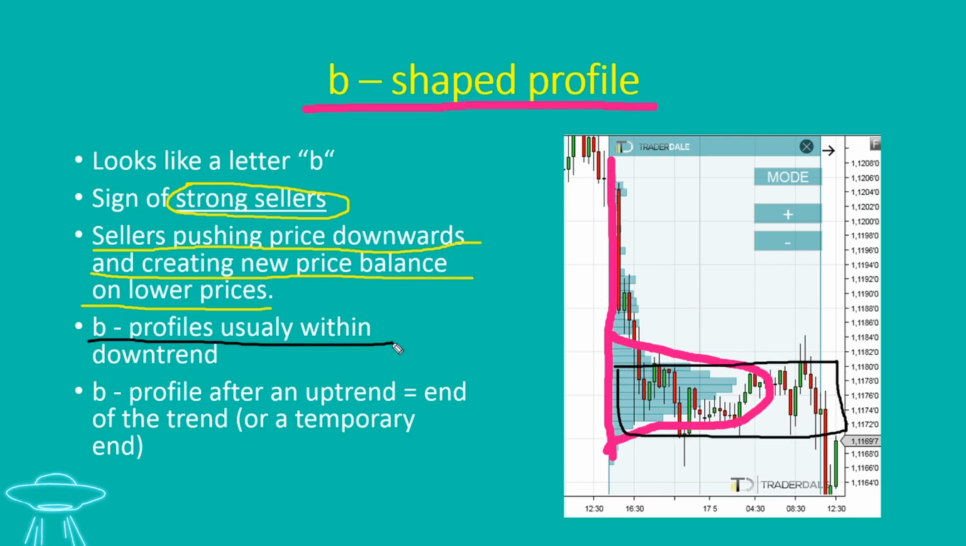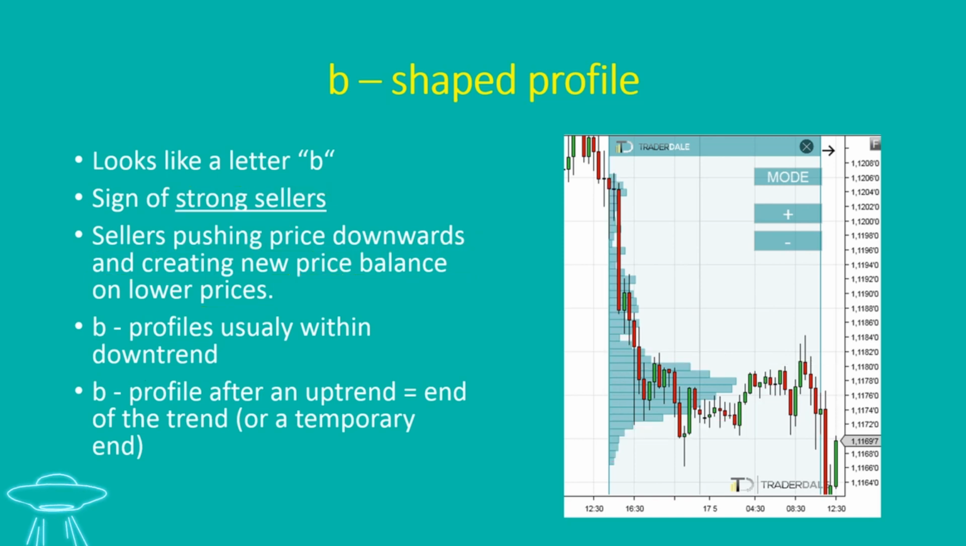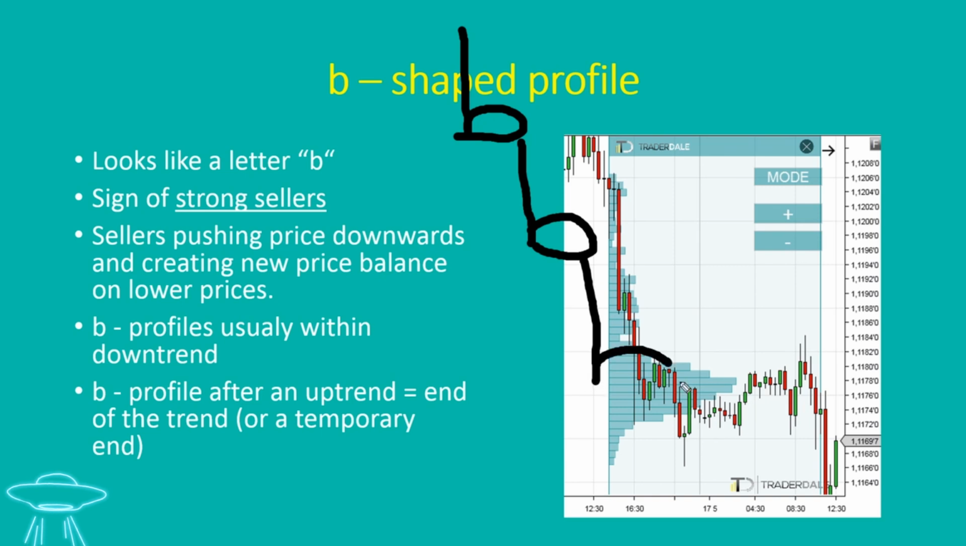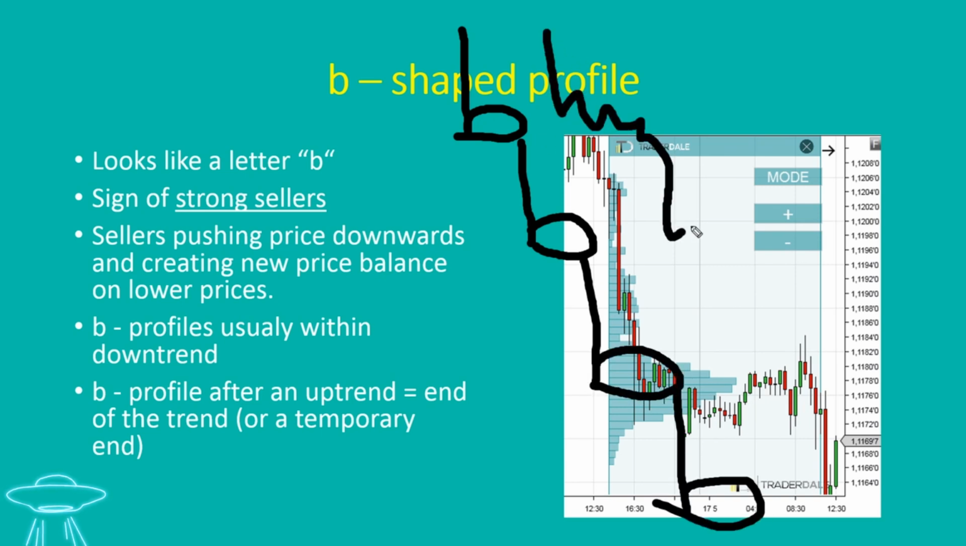And B profiles usually form within a downtrend. So when you see a downtrend, the profiles within the downtrend usually look like this. And this is, for example, the price action. All right. So this is how downtrend looks like. B-shaped profile followed by another B-shaped profile, followed by another B-shaped profile, and so on. Strong sellers pushing the price downwards.